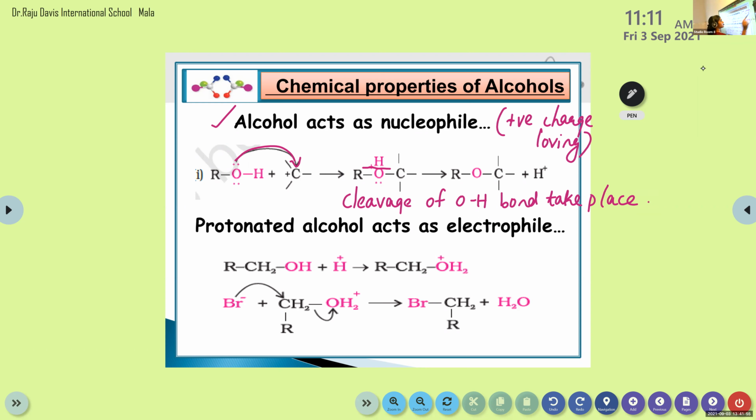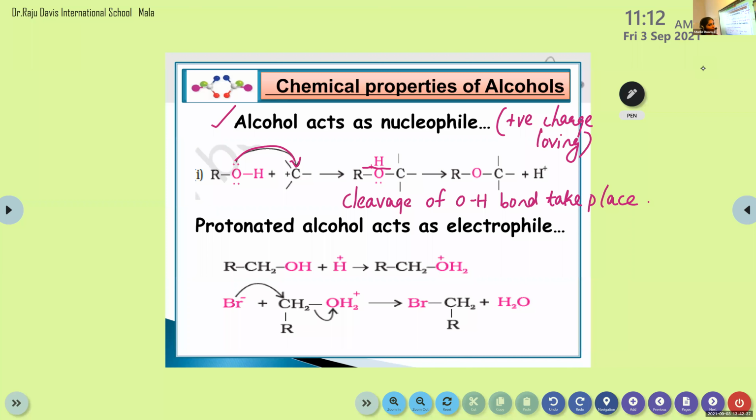When alcohol acts as a nucleophile, remember it is an electron-rich species and is always searching for an electron-deficient species. And this carbocation is an electron-deficient species. So the oxygen present in this alcohol will attack the positively charged carbon of the carbocation. This carbon is joined to the oxygen atom. Then the cleavage of the OH bond takes place, that means hydrogen will be removed from this compound. So this is the case of reactions where alcohol acts as a nucleophile.